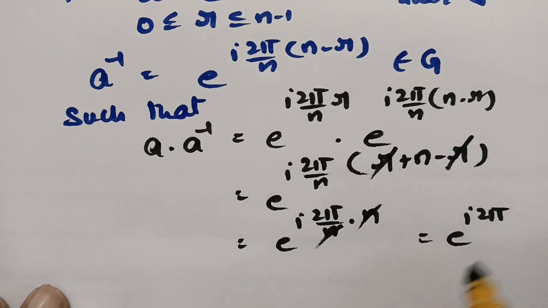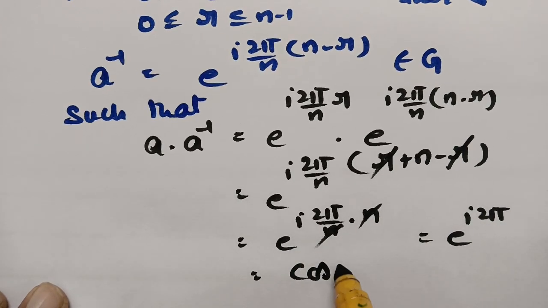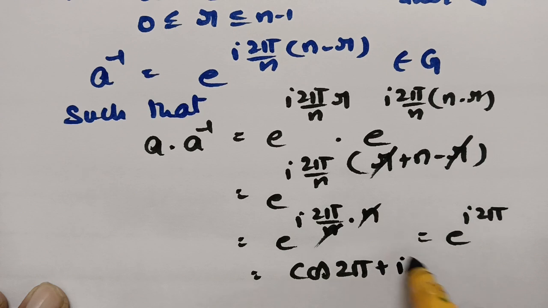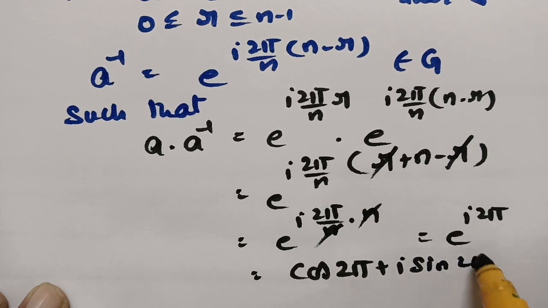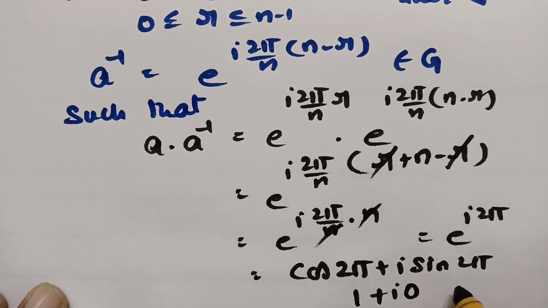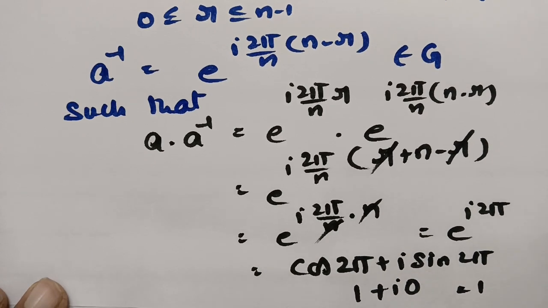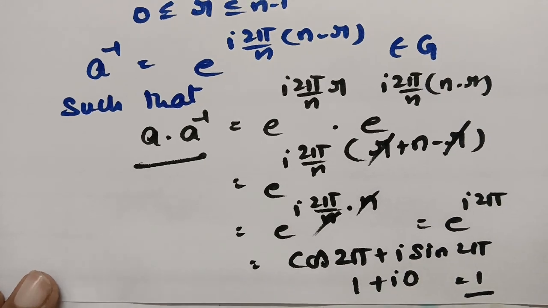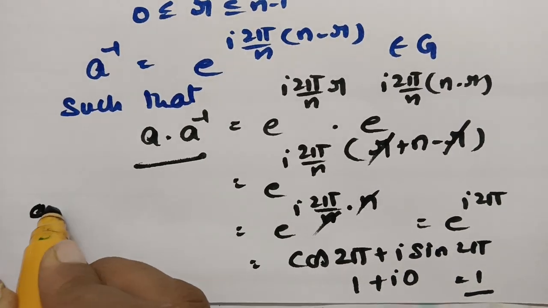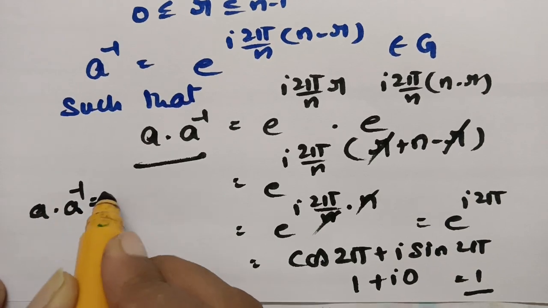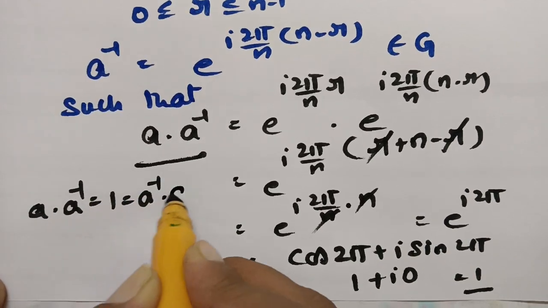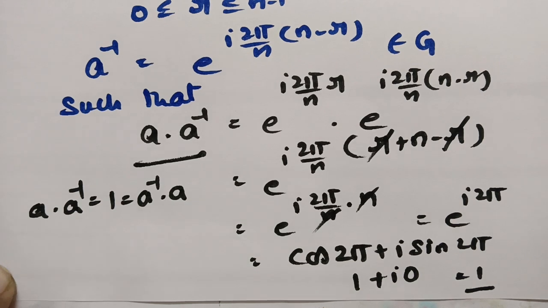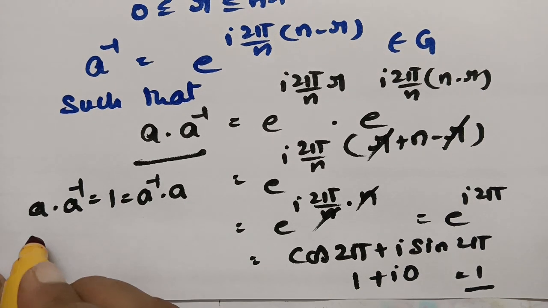So according to the Euler theorem, this can be written as cos 2 pi plus i sin 2 pi. Cos 2 pi is 1 and sin 2 pi is 0. So the value again is equal to 1. So here what I have considered is A into A inverse, and I got 1. Therefore, A into A inverse is equal to 1, which is equal to A inverse into A. Therefore, G has an inverse element.